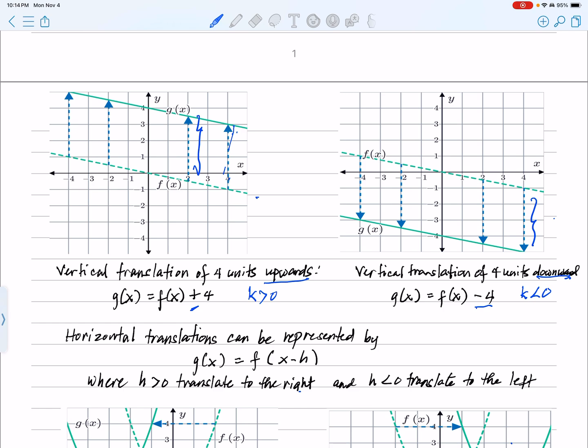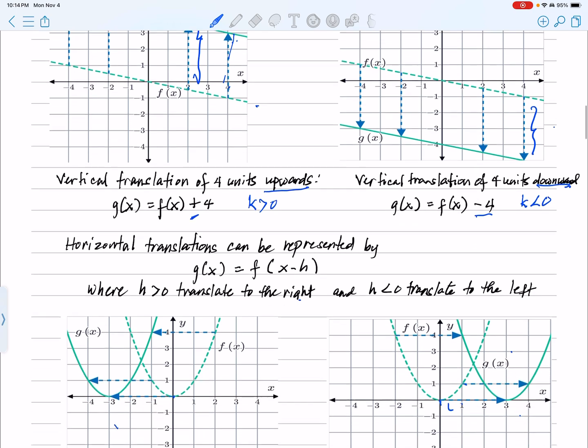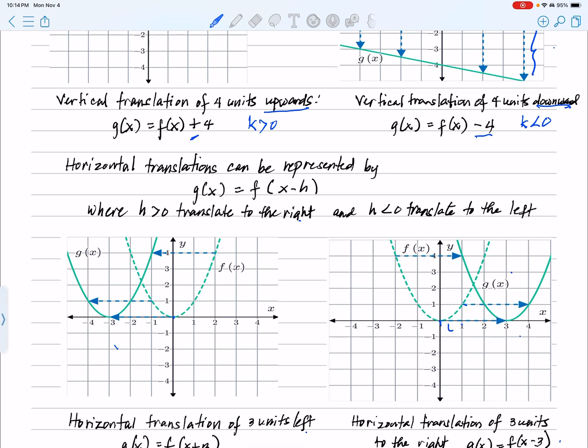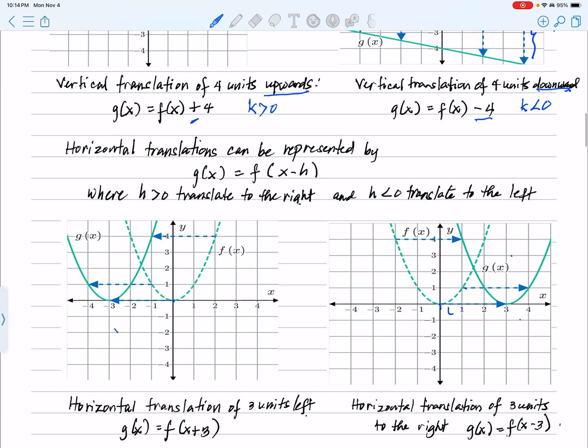For horizontal translation, it can be represented by g of x equals f of x minus h. You see that h there? When h is greater than 0, it translates to the right. But when it's less than 0, it translates to the left. So you slide right or you slide left for horizontal translation.